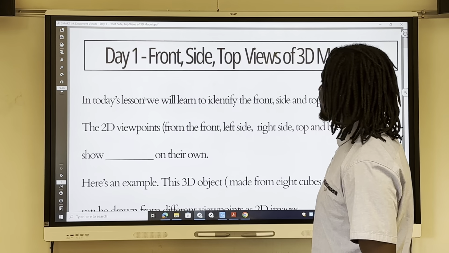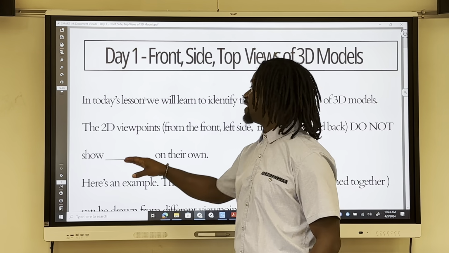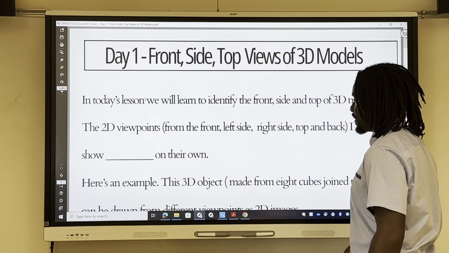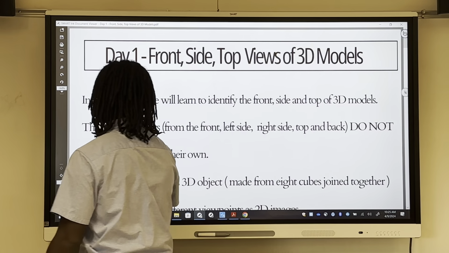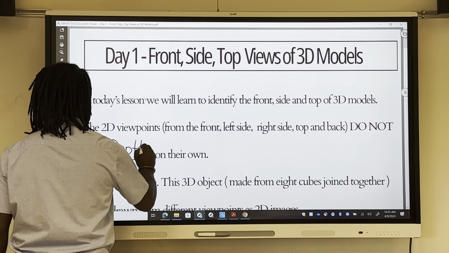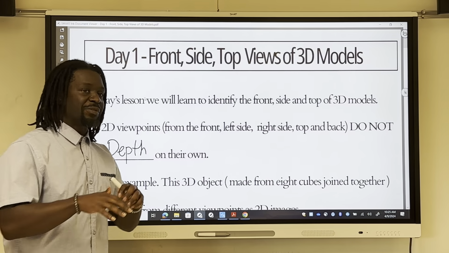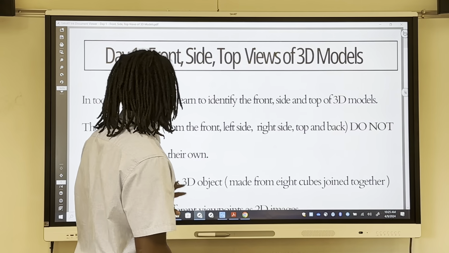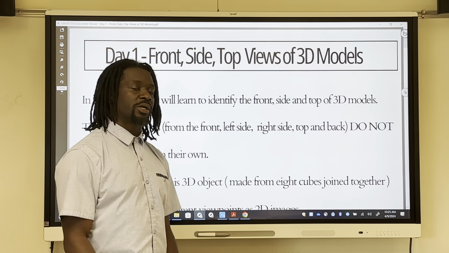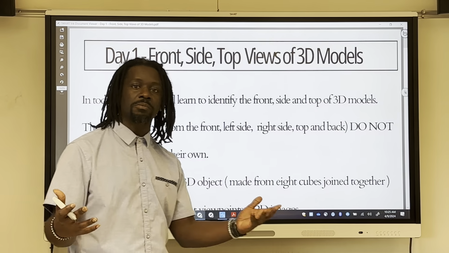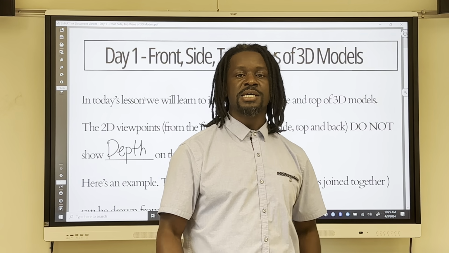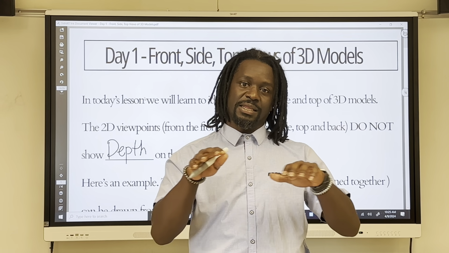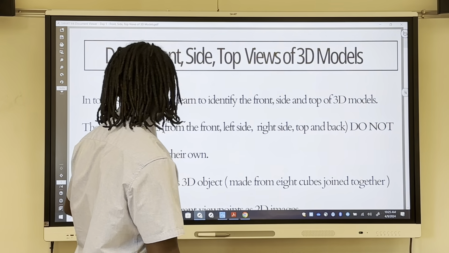What you need to understand is that when you are looking at it from a 2D viewpoint, from the front, the left, the right side, the top, or the back, it does not show the depth on its own, okay? When you're looking at a flat picture of a 3D model, it is not going to show the depth, and we're going to see that in just a moment. That is the main point we need to understand for today. So today we're thinking about three-dimensional figures, but we're seeing them represented as a 2D model, okay?